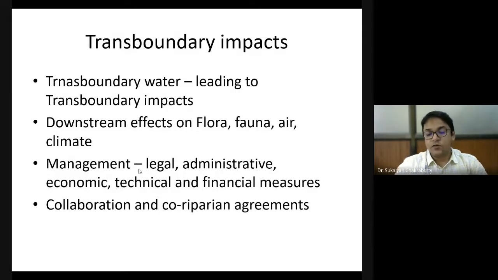Okay, another thing that we should know when we talk about water resources is transboundary impacts. What is the meaning of this? When there are water bodies, say rivers, lakes, which are shared by two states or two nations, then if one of the state or the nation is polluting that water body, the other state faces the consequences. This is called the transboundary impact. Transboundary water is that water body which is shared by two states or nations.